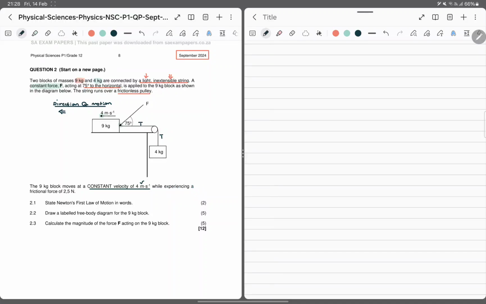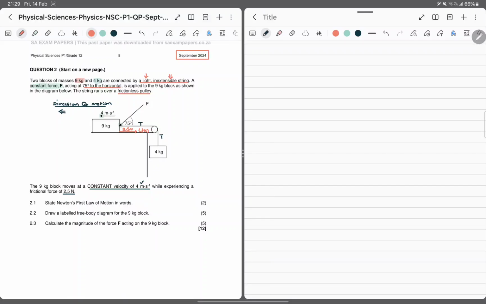While experiencing a frictional force of 2,5 newtons, and of course this 2,5 newtons is not indicated, we need to show it. So there is the 2.5 newtons, and it's what we call the kinetic friction, because friction to a moving object is going to be kinetic friction. So this is very good.